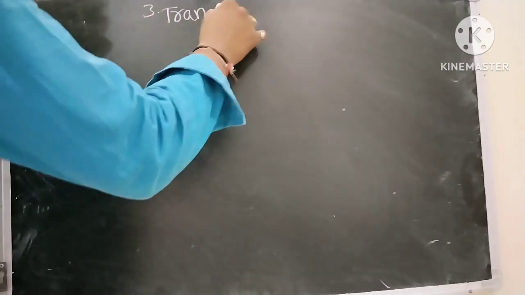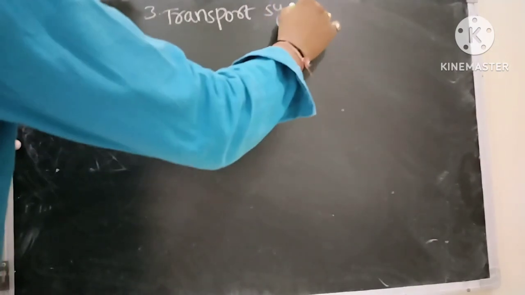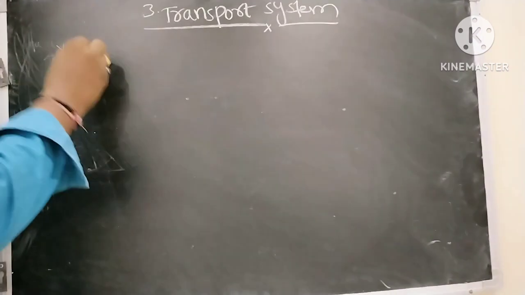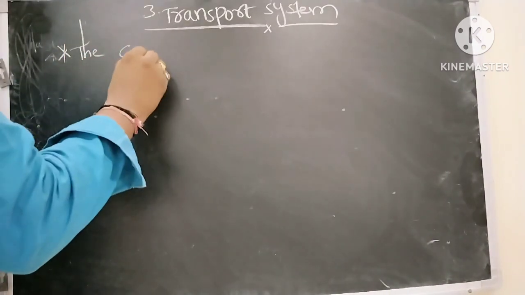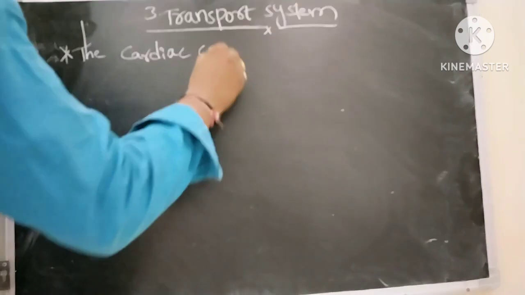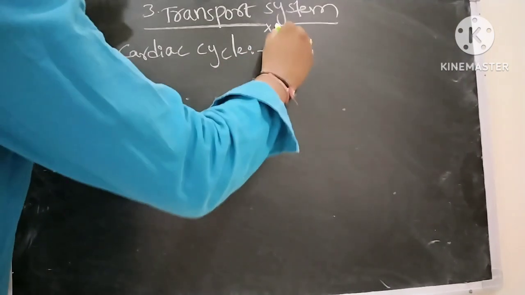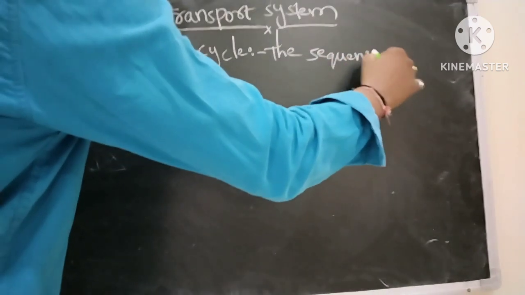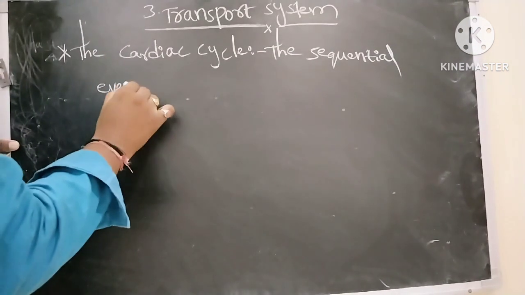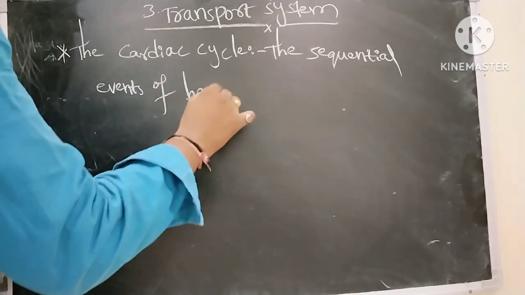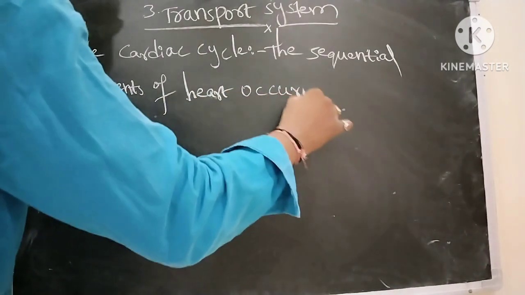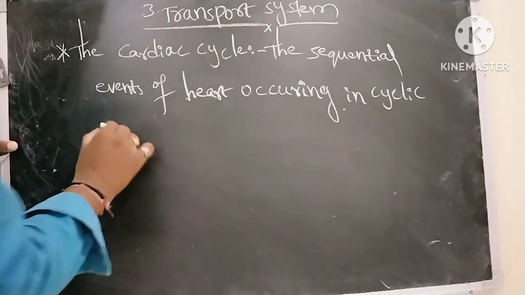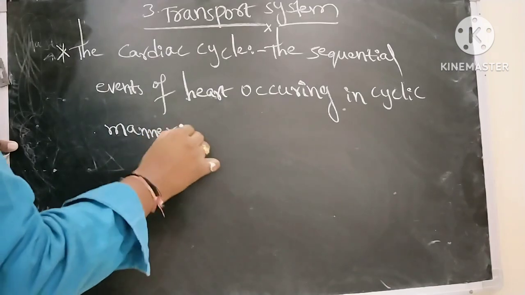The topic is about the cardiac cycle. So what is the cardiac cycle? It is the sequential events of the heart occurring in a cyclic manner. The sequential events of the heart occurring in a cyclical manner is called the cardiac cycle.